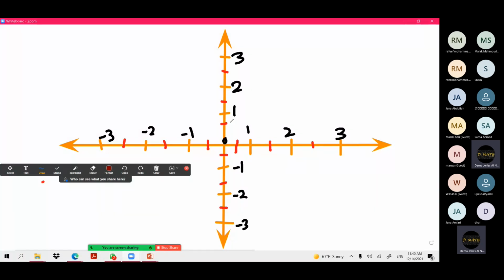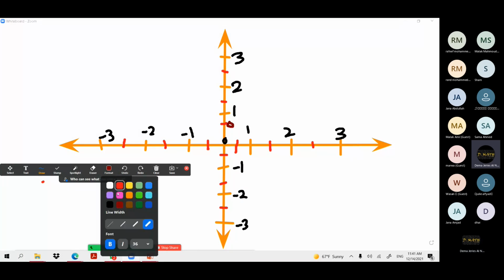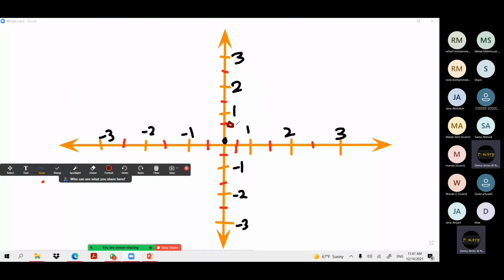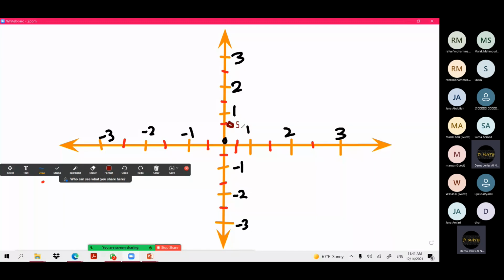Here will be a point. Here is 0.5. Here is 1.5. Here is 2.5. You just add 0.5, and that means the number between 2 and 3 is 2.5. Between 0 and 1, it's 0.5. Between 1 and 2, it's 1.5. Between 2 and 3, it's 2.5.